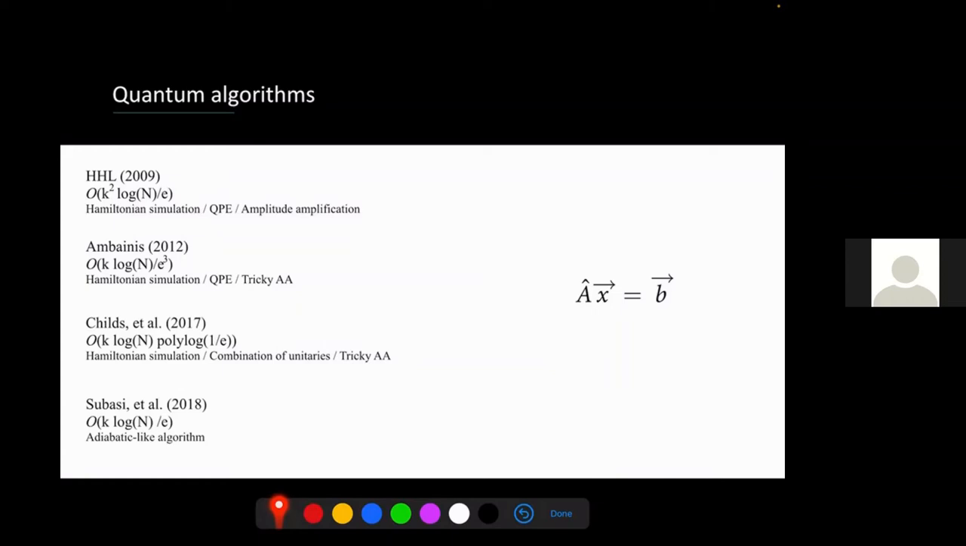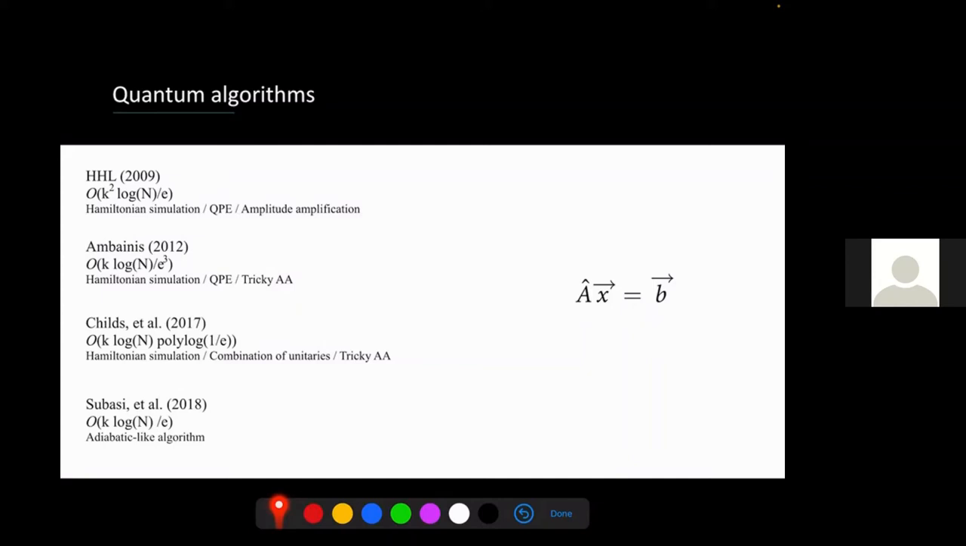Then this approach was improved in terms of the condition number, and it was possible to achieve linear scaling. The real groundbreaking work was done by Childs et al., where they also achieved exponential improvement in error, but instead of the quantum phase estimation protocol they used a combination of unitaries, and some tricky amplitude amplification. And there are actually a lot of different approaches nowadays, like adiabatic, like quantum computing on universal quantum devices, and so on.